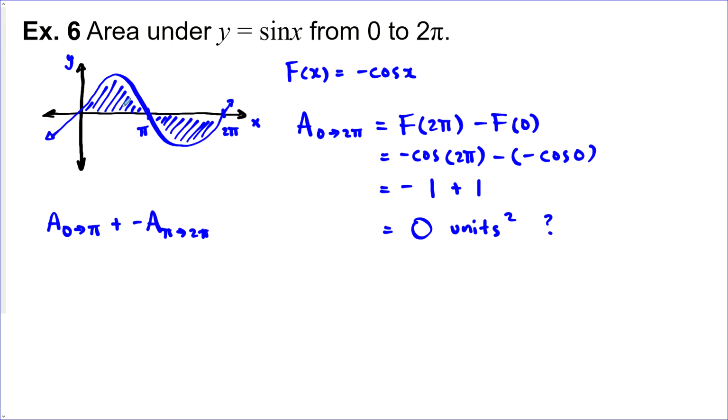But I also know that there's some symmetry here. This area is exactly the same as this area, so I could just say, how about 2 times the area from 0 to pi? And since we did this in the last question, it's actually just 2 times 2, which would be 4 square units.